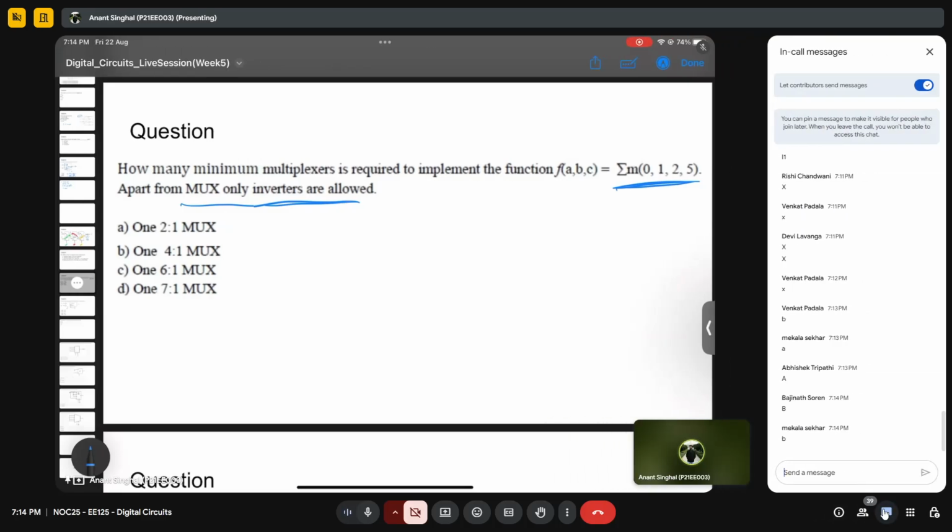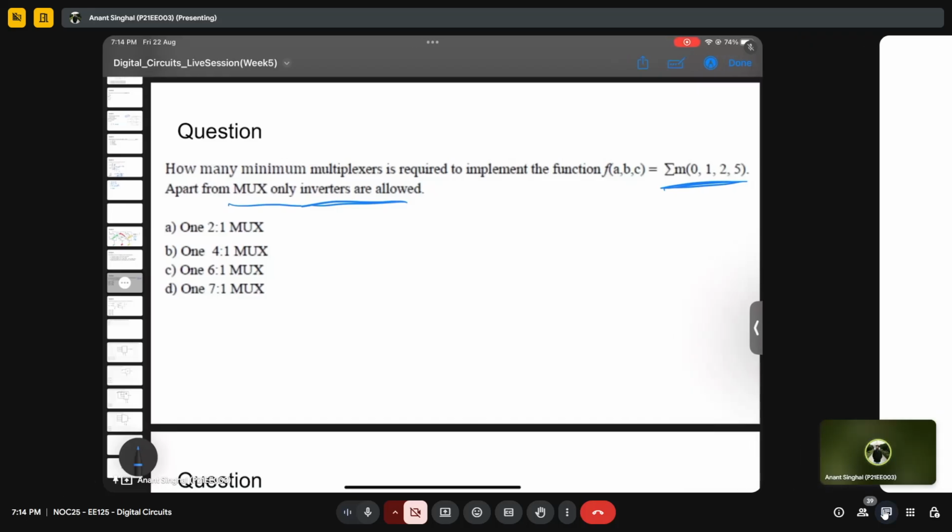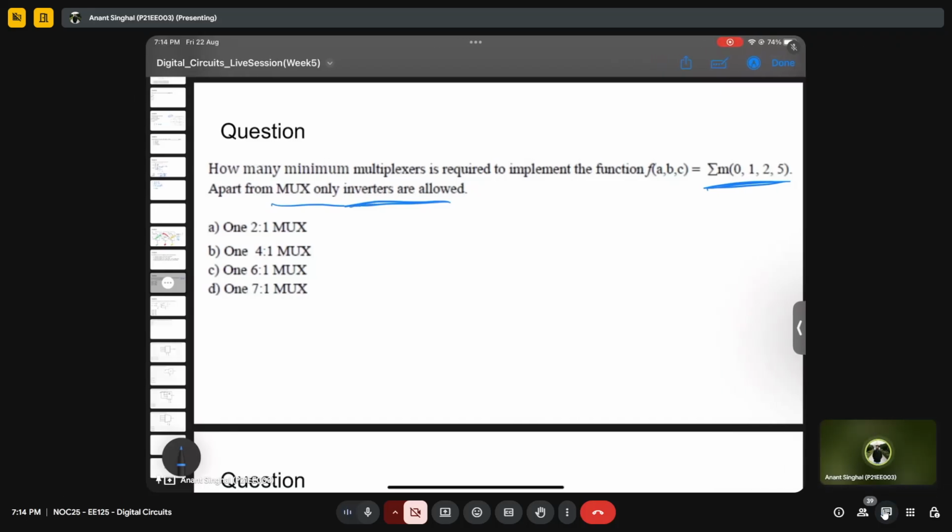Again, I think I'm getting mixed answers. Some are saying A and some are saying B. So it says the inverters are allowed. So you need to make this expression, right? So what is this expression if I try to write in terms of, let's say, min terms, it's 0, 1, 2, 5. So 0 is A bar, B bar, C bar. 1 is 0, 0, 1. 2 is 0, 1, 0. Then it's 5, which is 1, 0, 1, right?